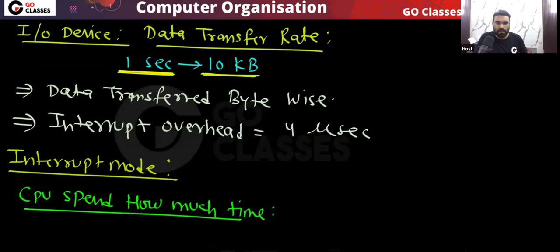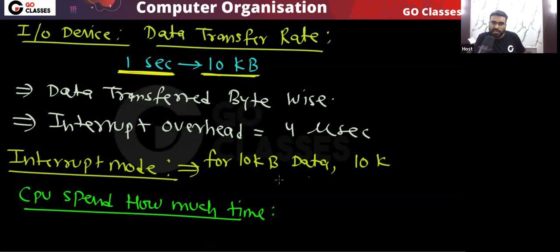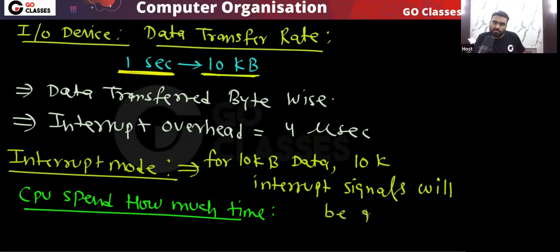Okay. So tell me. First of all, you can see in the interrupt mode, I told you that 10K interrupts will be generated for 10 KB data. Yes or no? For 10 KB data, remember, 10K interrupt signals will be generated. This we have already seen. Okay. So 10K interrupt signals will be generated, right?